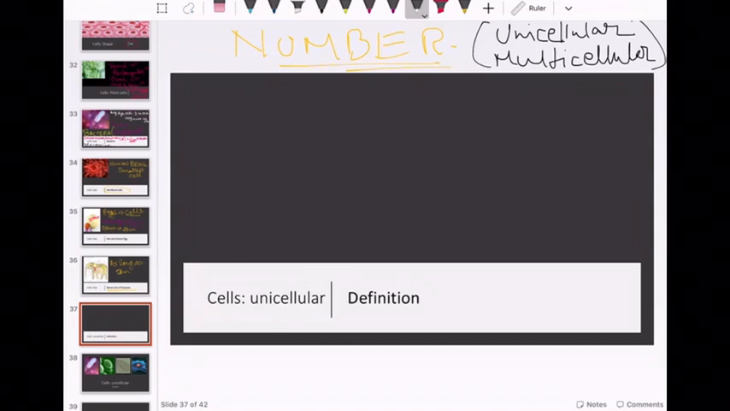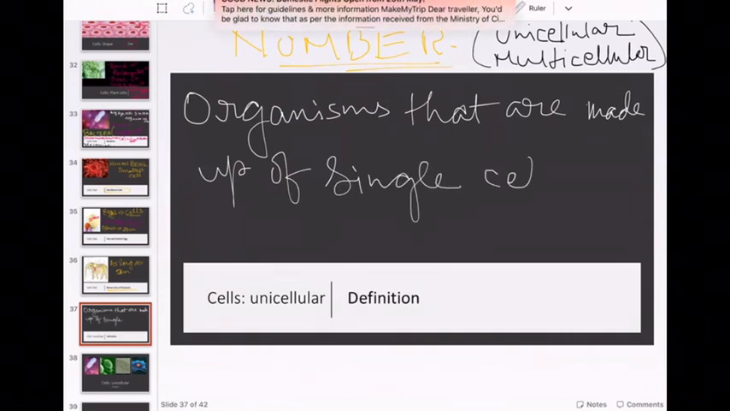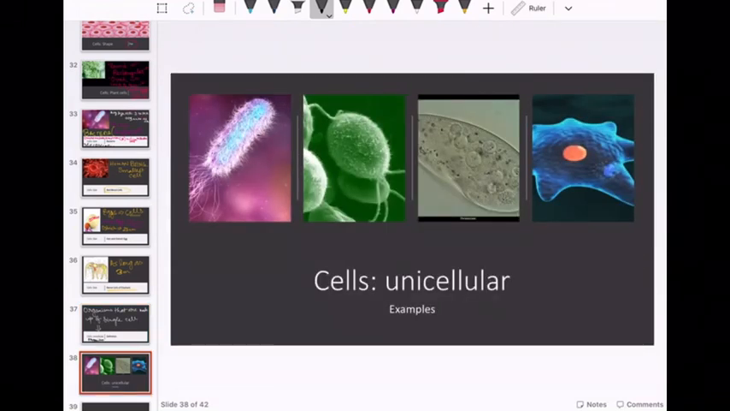Unicellular organisms are those organisms that are single celled, that are made up of a single cell. They are known as unicellular organisms. Now let's take a look at a few examples of unicellular organisms.